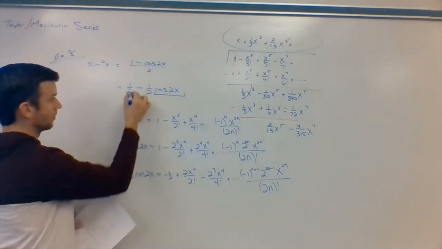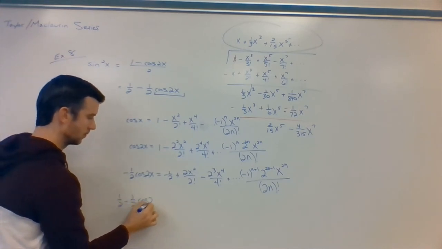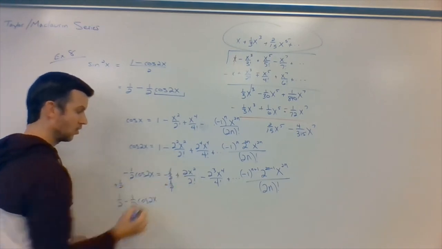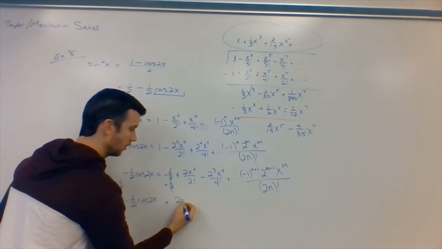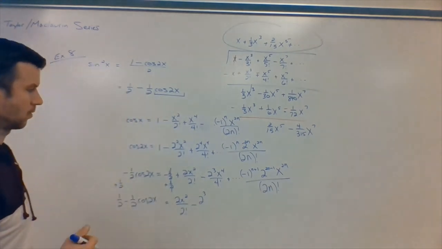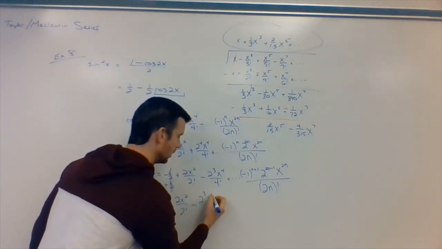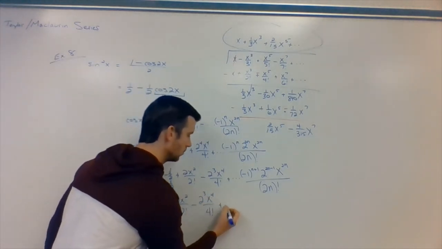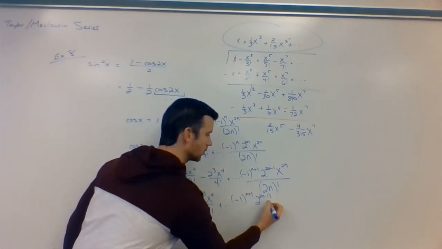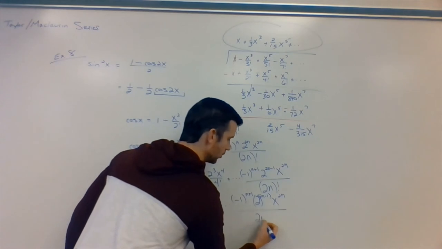Okay, so if I add a 1/2 to that, that term actually goes away. I'm left with 2x squared over 2 factorial. Something's wrong there. No, it's not. That's right. 2 cubed x to the 4th over 4 factorial, negative 1 to the n plus 1, 2 to the 2n minus 1, x to the 2n over 2n factorial.